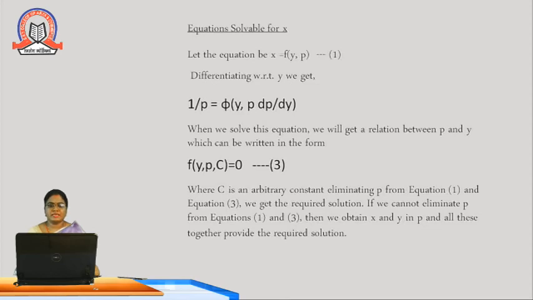Now the second method, equation solvable for x. Let the equation be x equal to f of y comma p. Students, you want to see in solvable for x, we are having f of x, y, p equal to 0. Here x equal to f of y comma p. After that we want to differentiate it and eliminating or substituting the value of constant, we will get the final solution in terms of y and p. We will see some problems.